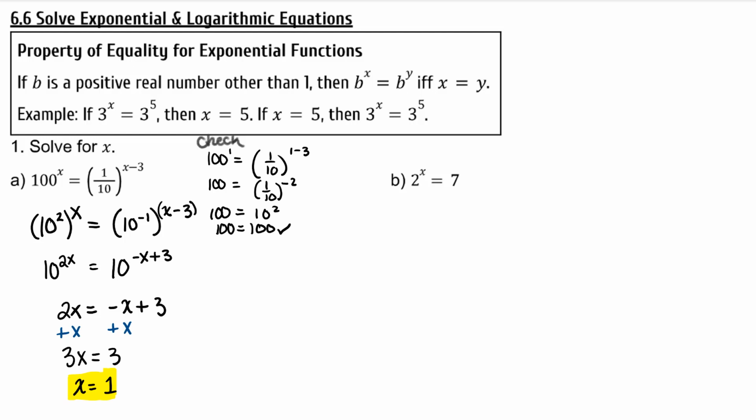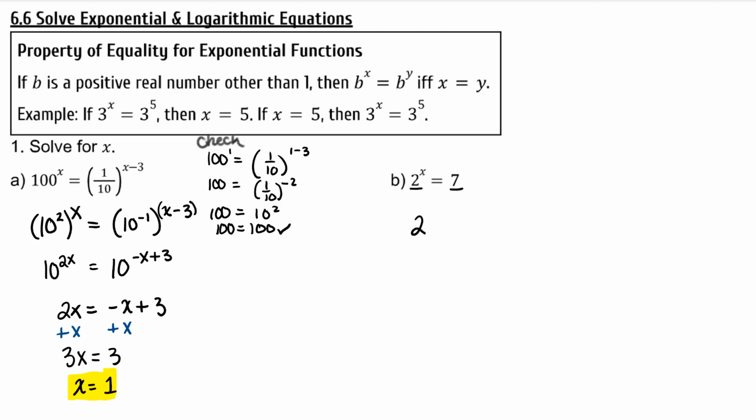For part B, we would try to find a way to make 2 the same base as 7. But 2 and 7 cannot be made to have the same base. So some exponential functions can be solved by just rewriting the bases of the exponents to make sure they're equal. But if your bases cannot be rewritten to be made equal, then you will need to use the inverse operation of an exponential to solve this.